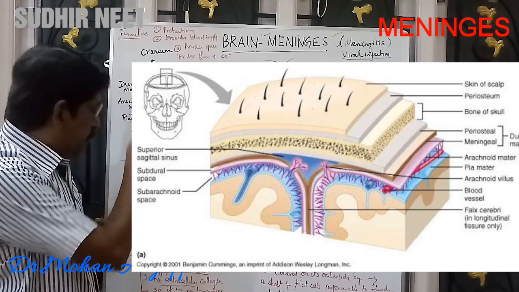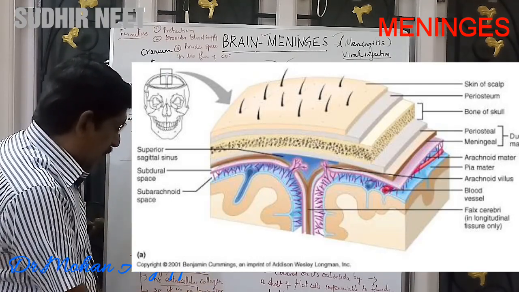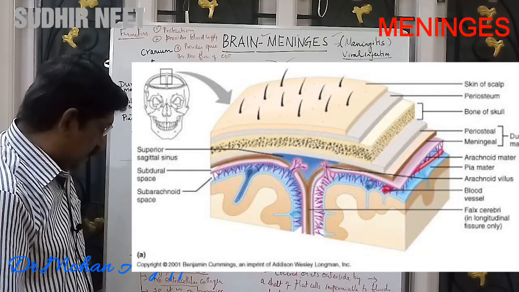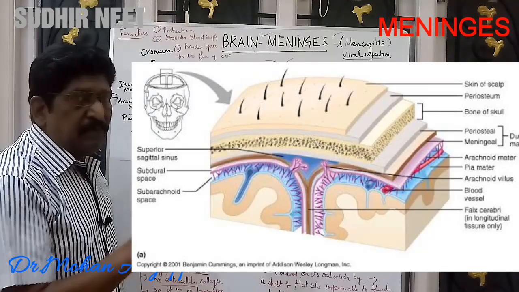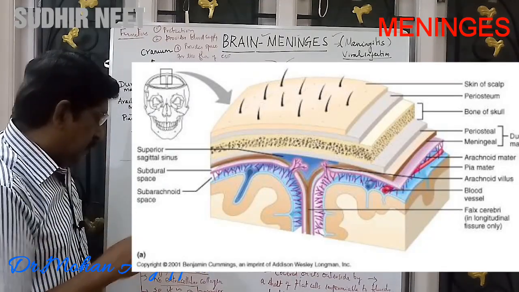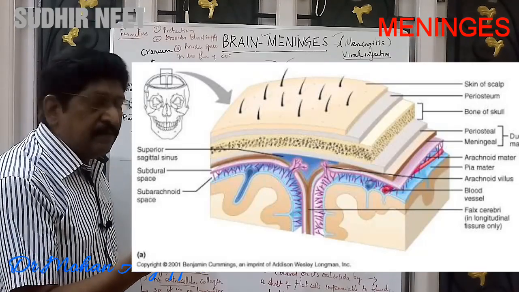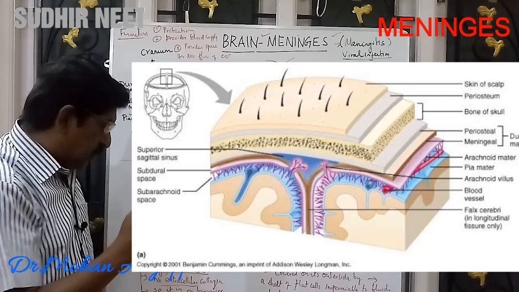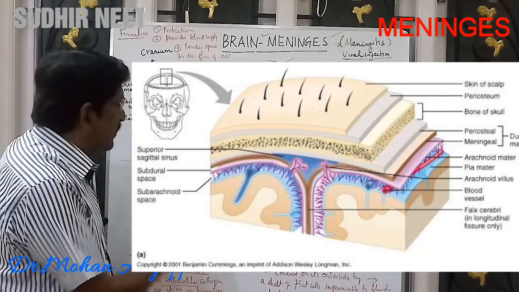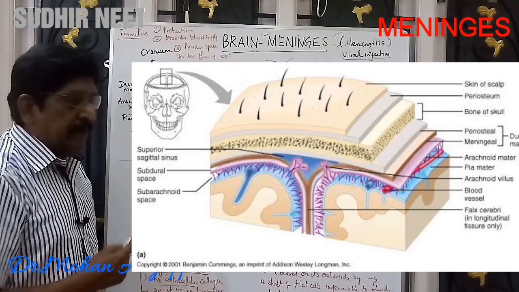So it is a barrier between the cerebrospinal fluid in the subarachnoid space and the blood circulation in the DURAMATER. So it forms a barrier between the cerebrospinal fluid and the subarachnoid space, and also the blood circulation in the DURAMATER. This is about the ARACHNOID matter.